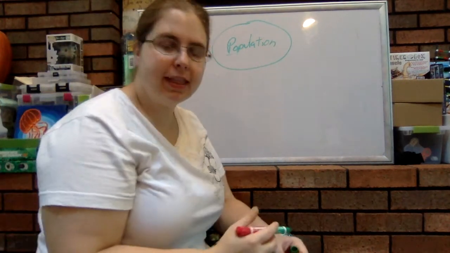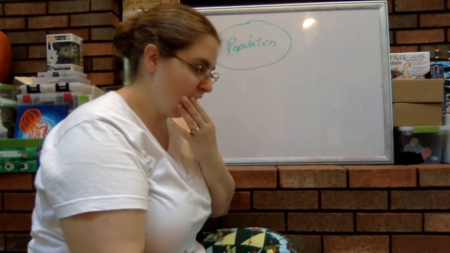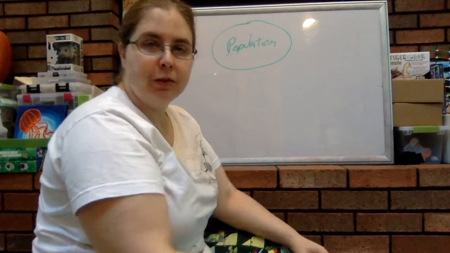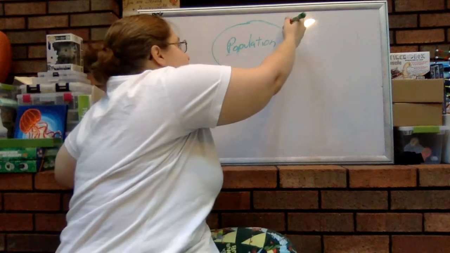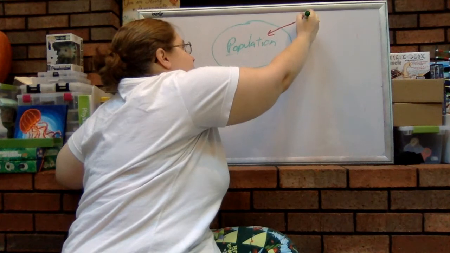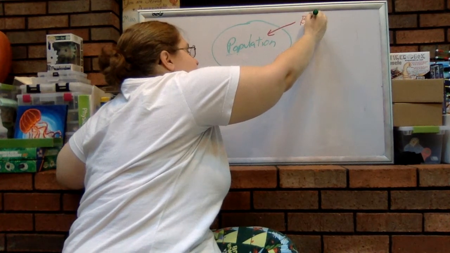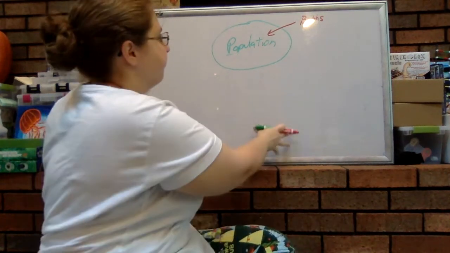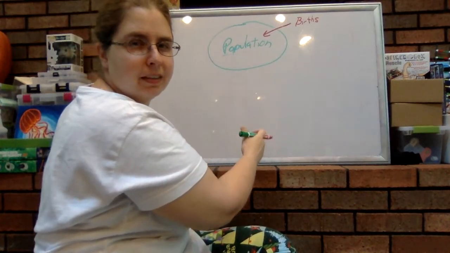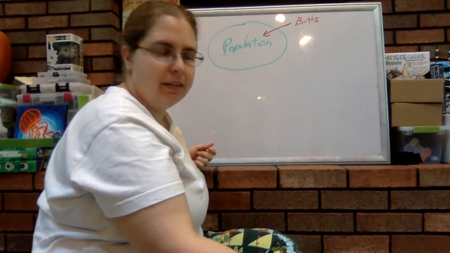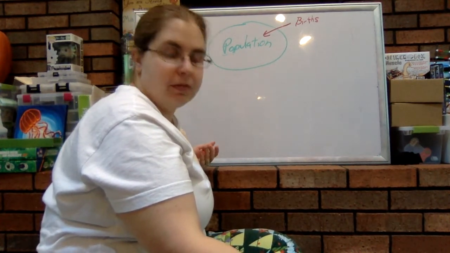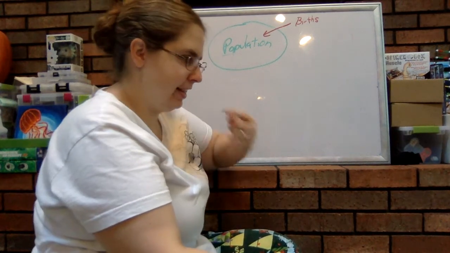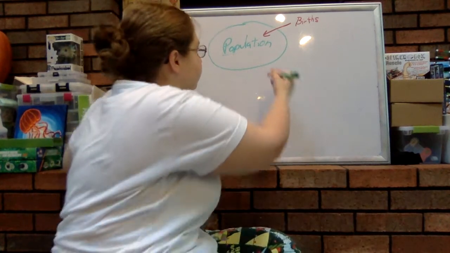And there are 4 factors that will affect the size of the population. The first one being the number of individuals born into the population. So the births. The next one would be the number of deaths. So how many individuals die in that population? Because if they're dead, then they're no longer part of the population.